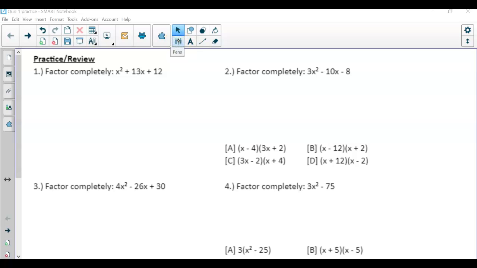So in this video, I'm going over our questions from our practice and review for quiz 1, which is on the factoring and solving our quadratics. So in question number 1, you're just factoring.